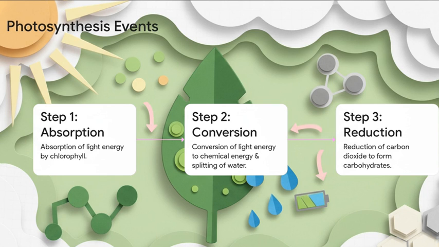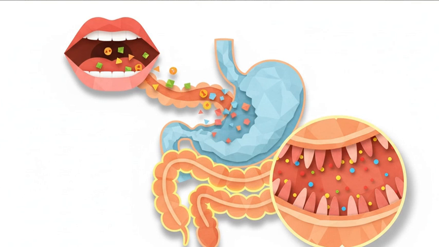For our autotrophs, all the magic happens through photosynthesis. It's basically a 3-step dance. First, the chlorophyll in the plant soaks up sunlight. Second, that light energy gets converted into chemical energy, and it's used to split water molecules. And third, that energy is used to turn carbon dioxide into carbohydrates, like starch, which the plant stores up for later.